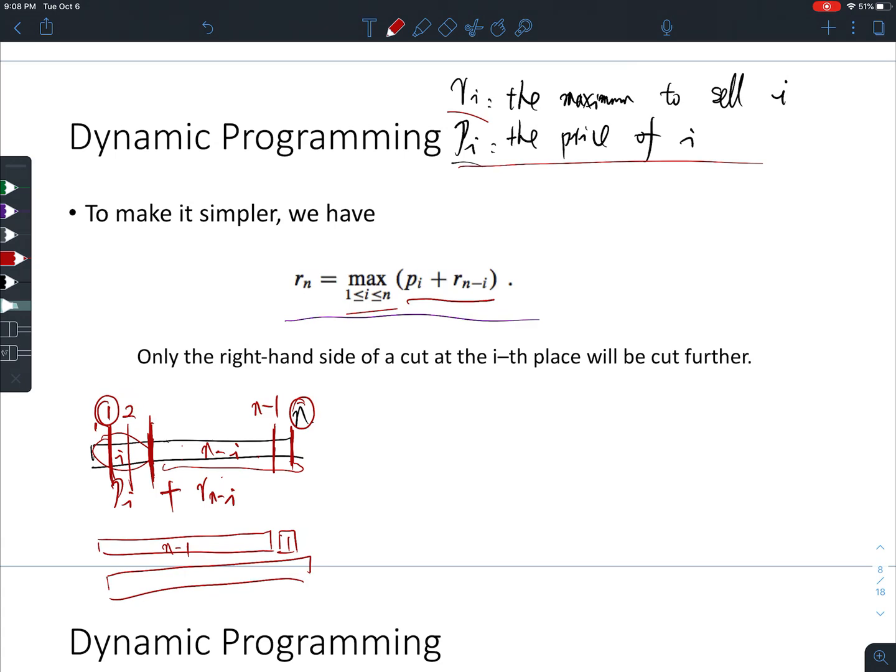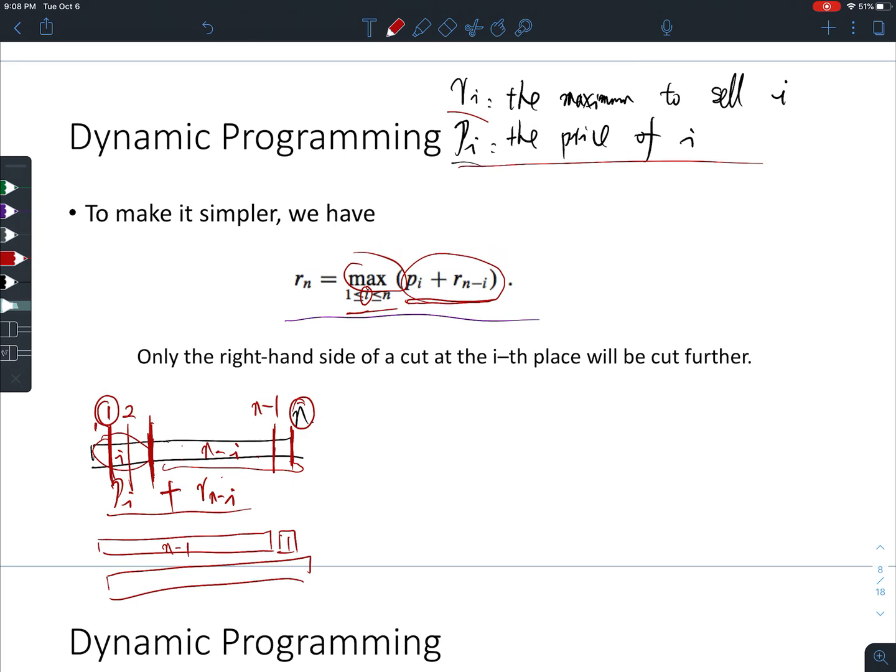Okay, so we make the decision of the first cut, right? This mathematical formula just tells us the solution. We're going to try all the possible places of the first cut, from i equals 1 to n, and then we figure out the revenue from that. It is Pi plus R(n minus i). We try all the possible i and then find the maximum. So the maximum revenue will come from the best leftmost cut.